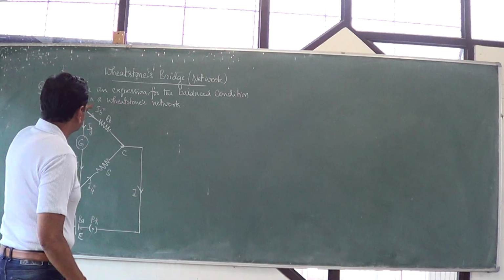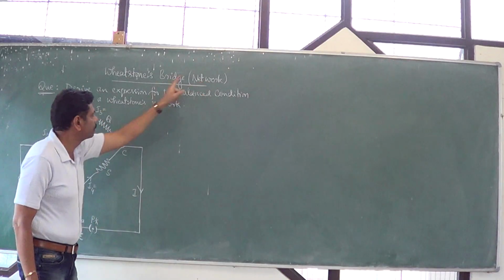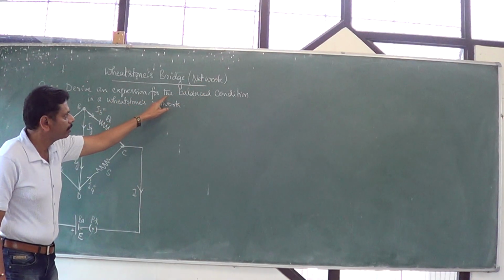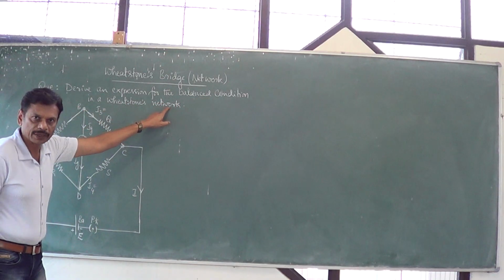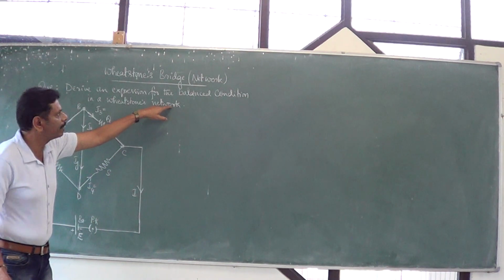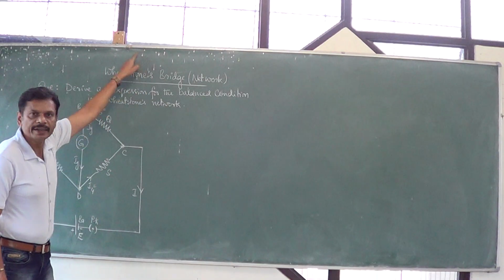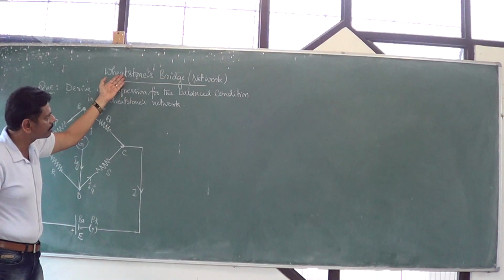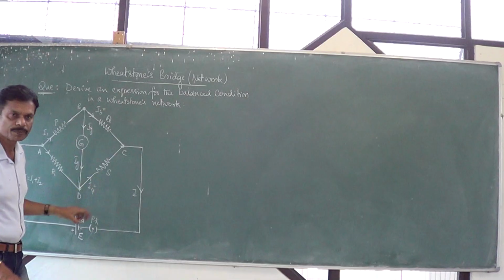This is the question that we are asking here. Wheatstone bridge or Wheatstone network. The question is, derive an expression for the balanced condition in a Wheatstone network. Either it is called the network or it may be taken as the bridge. And Wheatstone is the name of a scientist who detected all these things and who has written all these concepts.